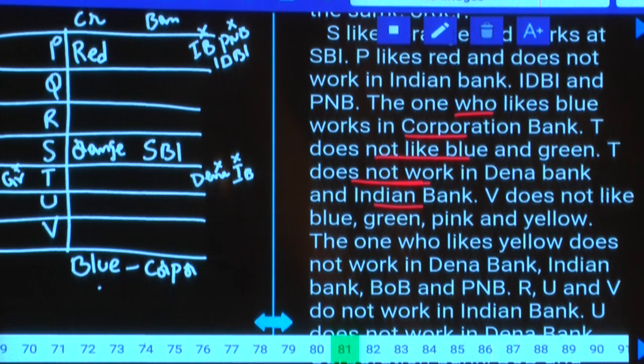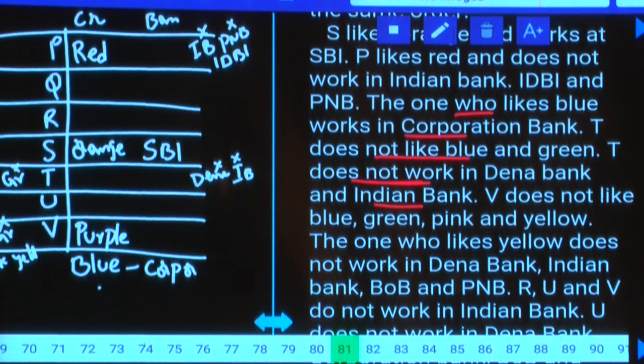And next one. V does not like blue, green, pink and yellow. V does not like blue, green, isn't it? Next one, pink and yellow. Now this person does not like four colors: blue, green, pink and yellow. And this person does not like red and orange. Why? Because red is liked by P and orange is liked by S. Hence red and orange are also ruled out. Then finally, out of these 7 colors, this person is not liking 6 colors, and this V must like purple. The only color which is left over is purple. Are you following this one or not?